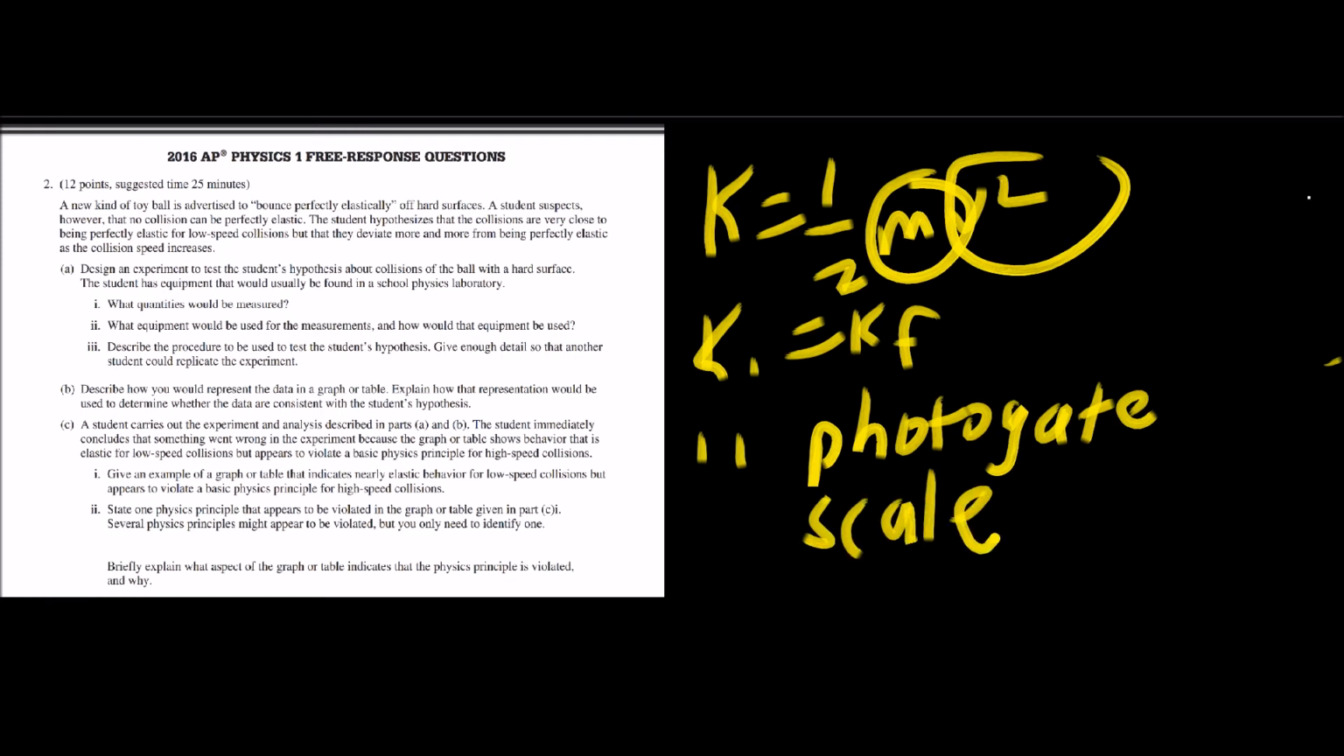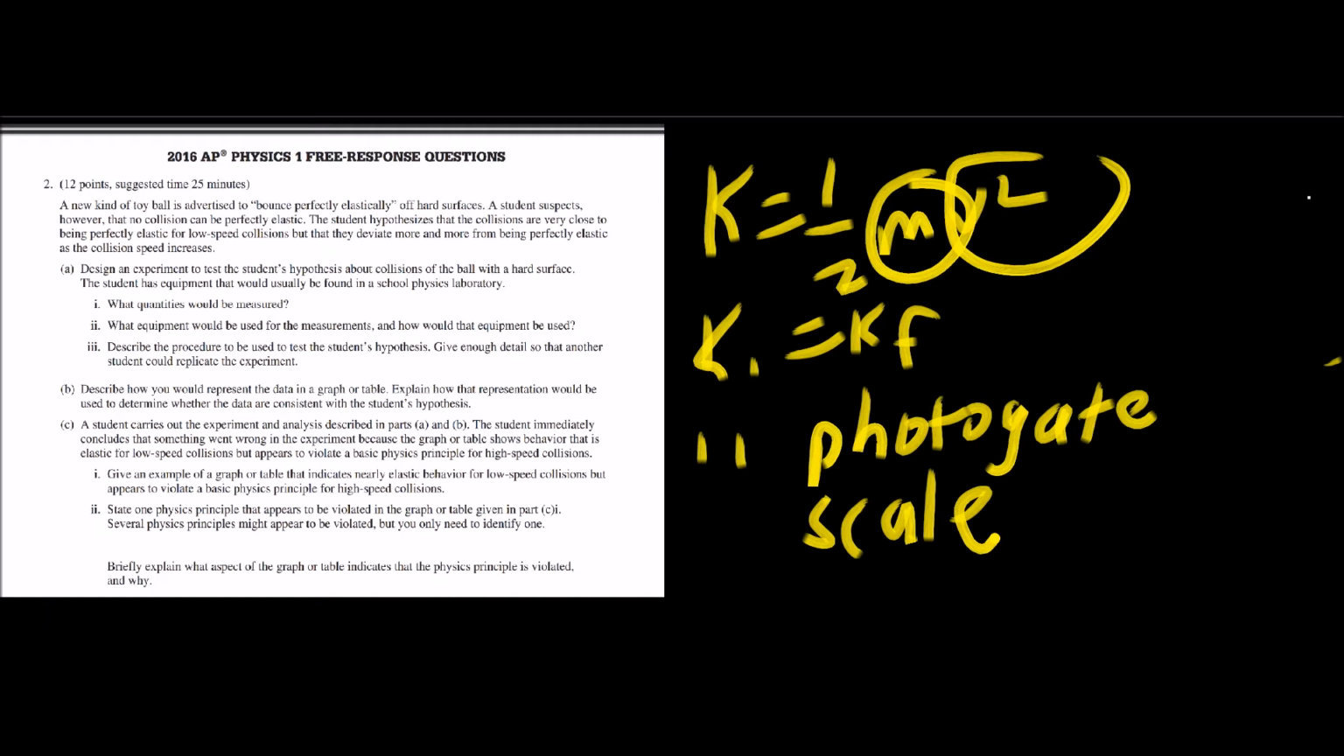And part 3, I'm going to go through that verbally, so you're going to have to pay attention. Describe the procedure to be used to test the student's hypothesis. Give enough details so that another student could replicate the experiment. What we need to figure out is whether initial kinetic energy equals final kinetic energy. That'll tell us whether the collision is elastic or not. We're not going to be really using the conservation of momentum equation because we just need to look at kinetic energy for elastic collisions, since momentum will be conserved regardless.